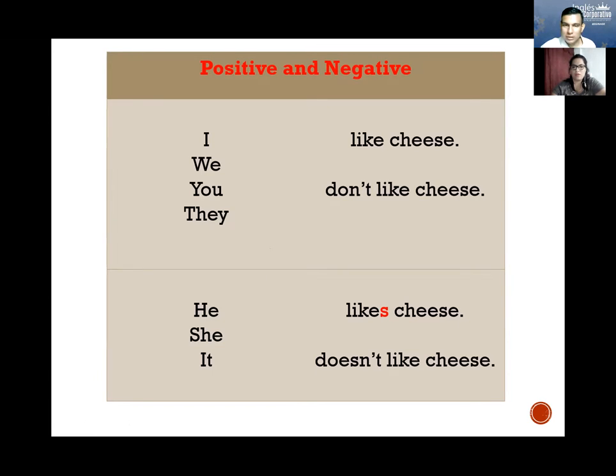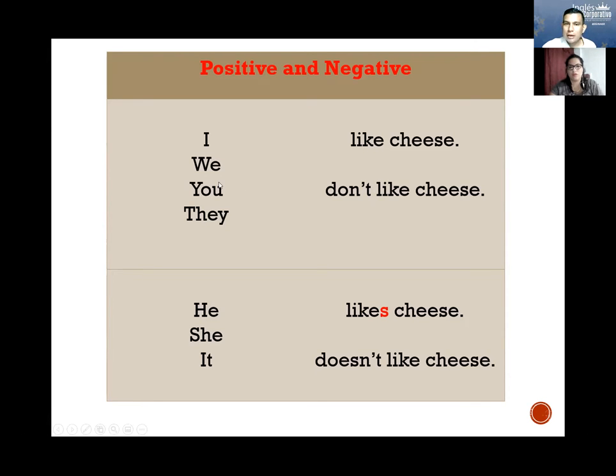Por ejemplo, vamos a utilizar el verbo study, estudiar. Vamos a decir que nosotros estudiamos inglés. Entonces decimos, we study English. Es una oración simple, en su forma afirmativa. Pero para hacerla negativa, vamos a utilizar don't.